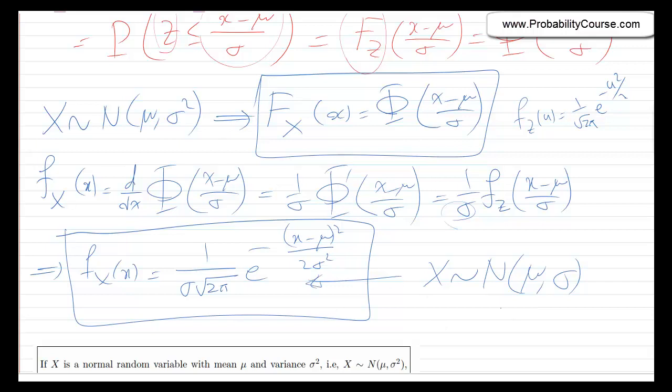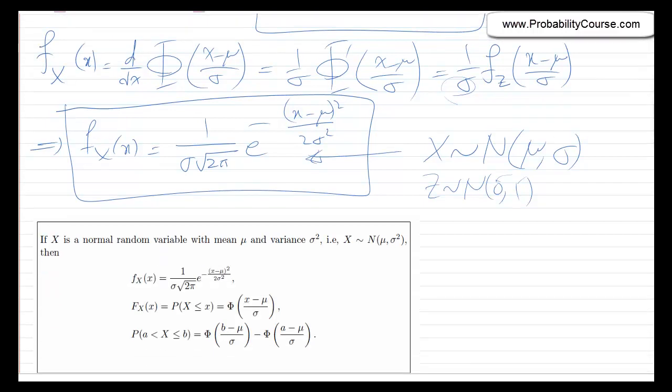We could say that in general, x is normal if its PDF is given by this, and then define the standard normal as a normal random variable with mu equals 0 and sigma equals 1. So if you put mu equals 0, sigma equals 1, you get the standard normal PDF. So that's another way of doing it.